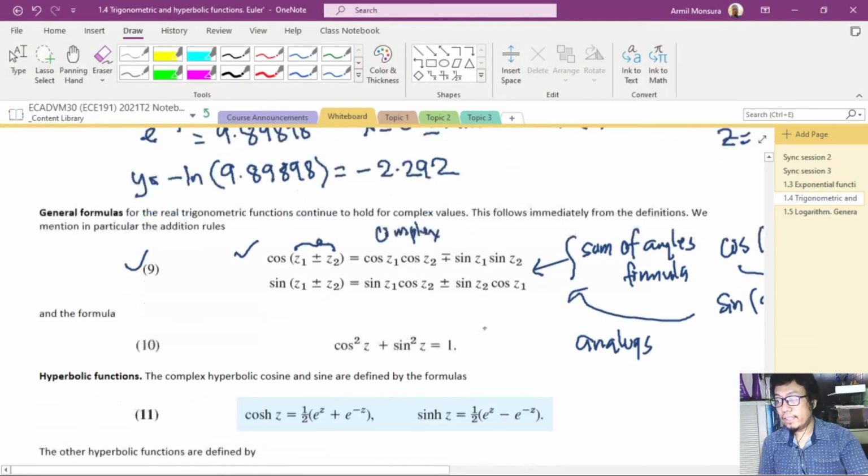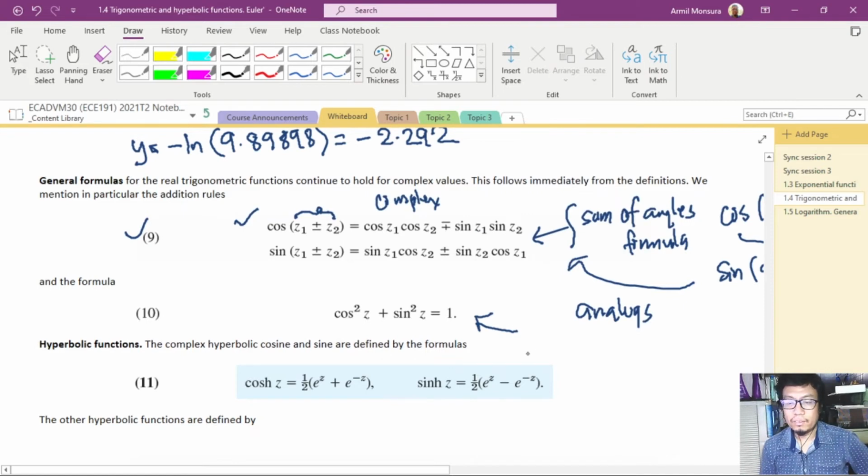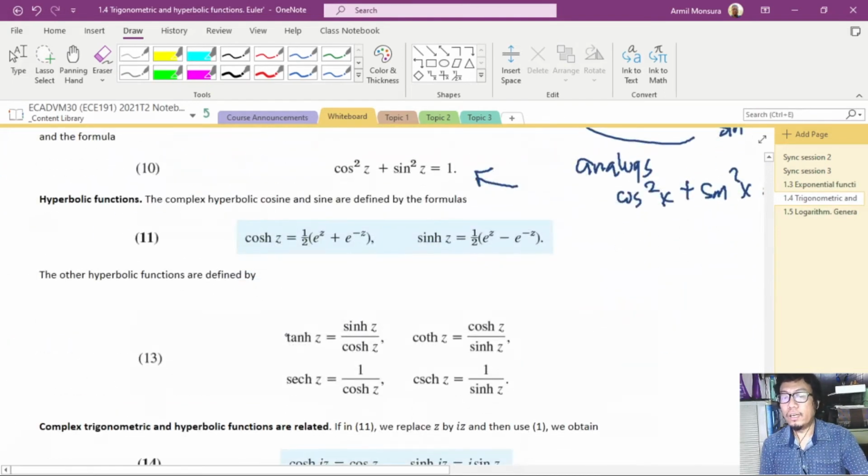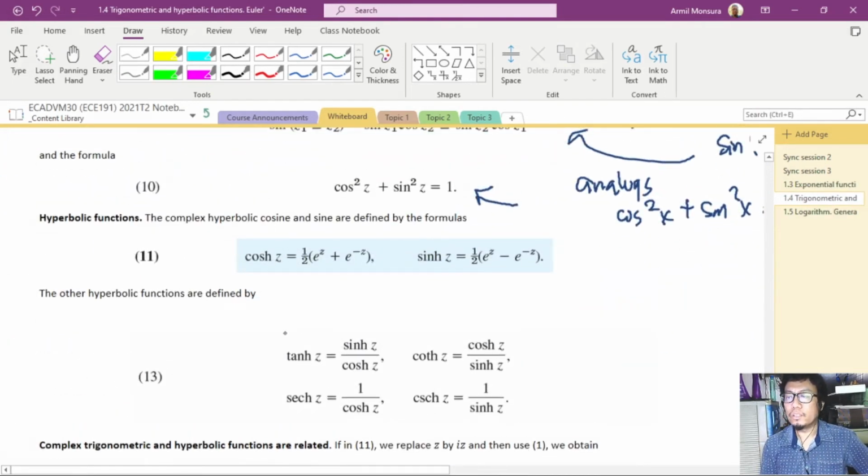Even the Pythagorean identity, that cosine square x plus sine square x is equal to 1, has a similar identity within the complex number domain. In terms of hyperbolic functions, we have them in terms of complex numbers. Take note here that z is now a complex number, again equal to x plus iy.